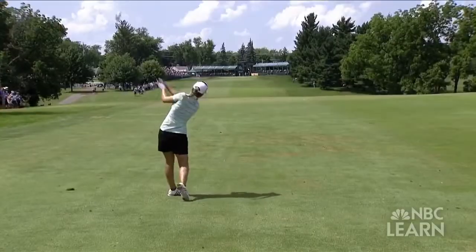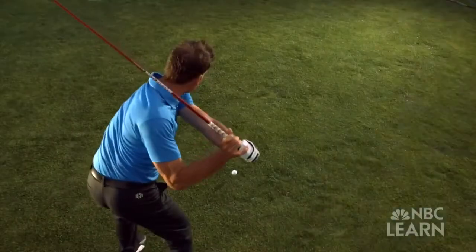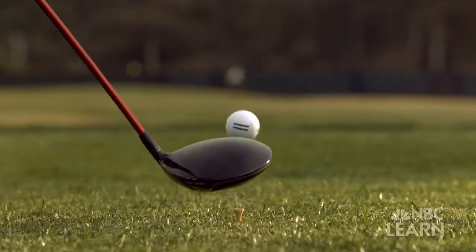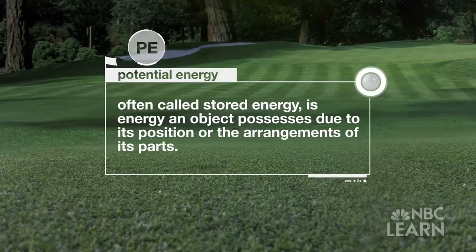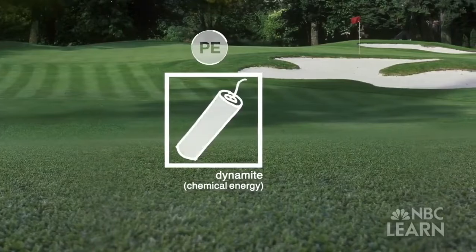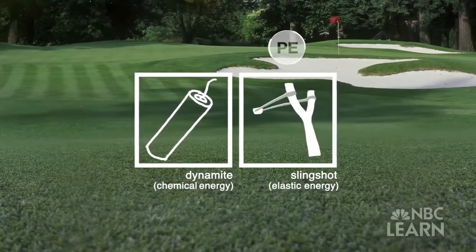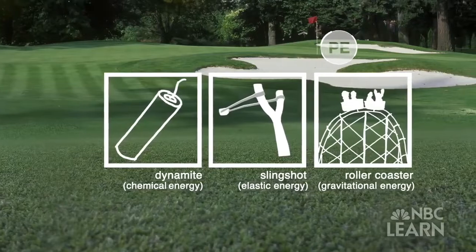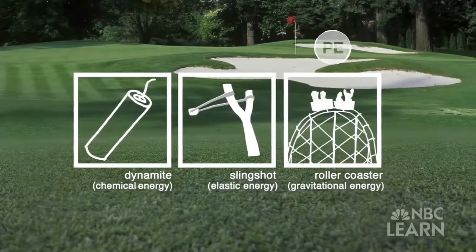Though Creamer and other players may have different techniques, all golf swings need energy, specifically potential and kinetic energy, to make the ball go. A golfer's swing is the most critical part of getting energy into the golf ball. Potential energy, often called stored energy, is the energy an object possesses due to its position or the arrangements of its parts. Potential energy comes in many types, from the stored chemical energy in dynamite to the elastic energy of a stretched slingshot to the gravitational energy of a roller coaster at the top of a hill. In order to make anything move, you have to have some form of potential energy.